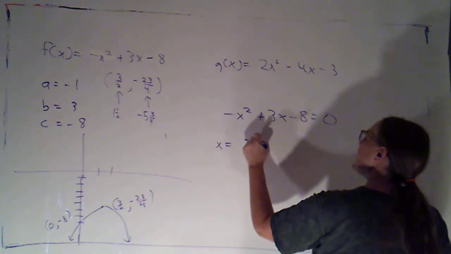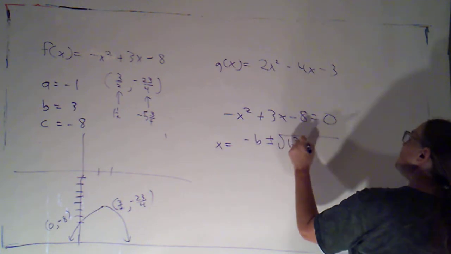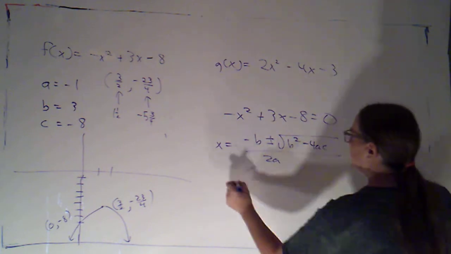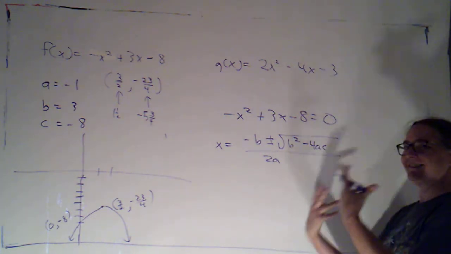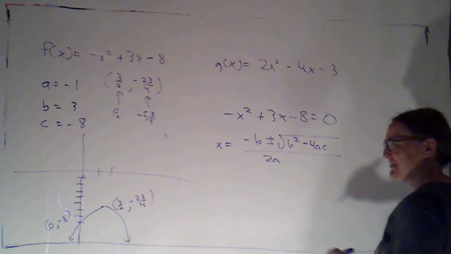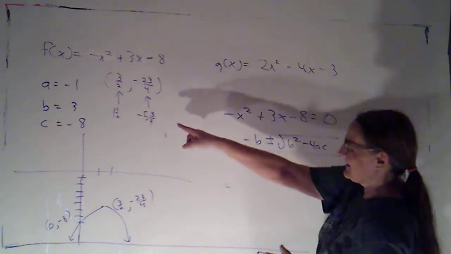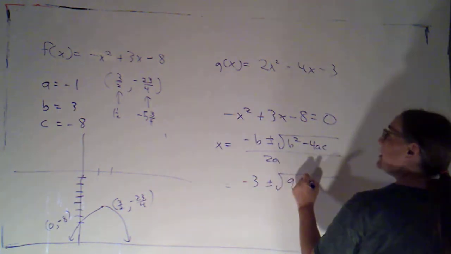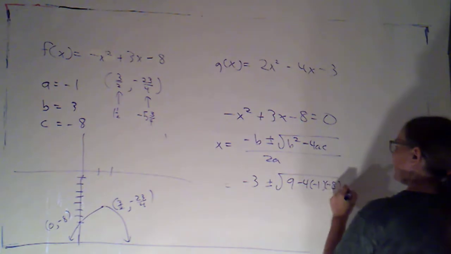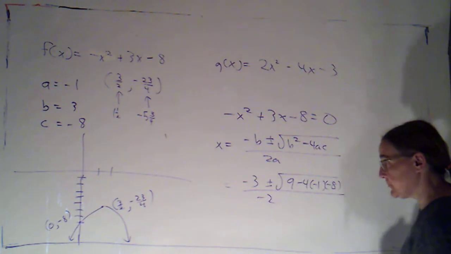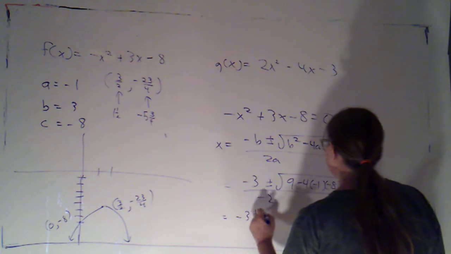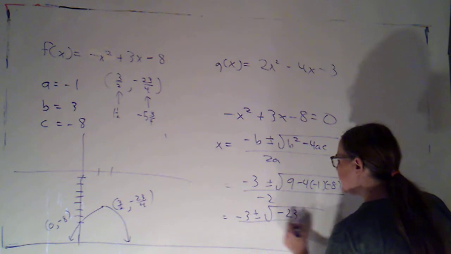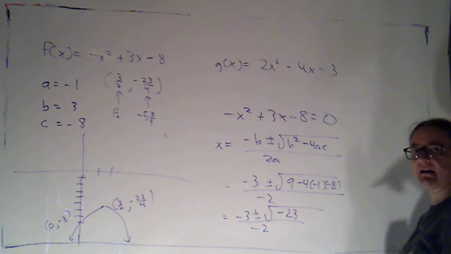So we'd have x is the opposite of b plus or minus root b squared minus 4ac all over 2a. That should just roll off the tongue. So if you're not familiar with that, become friends with it soon. Okay. So there were my a, b, and c. So it's the opposite of 3 plus or minus the square root of 9 minus 4 times negative 1 times negative 8 all over negative 2. So that's negative 3 plus or minus the square root of 9 minus 32, which is negative 23, over negative 2.